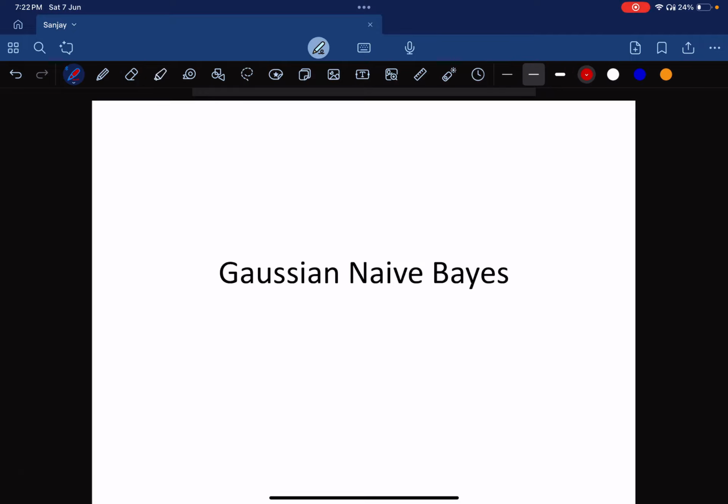Today we are going to see about the Gaussian Naive Bayes algorithm. It is a supervised machine learning algorithm used for classification tasks, and it's a type of Naive Bayes algorithm. The Gaussian Naive Bayes algorithm works on continuous variables, and it assumes that each feature is independent of the others, and that each feature in each class separately follows the normal distribution.